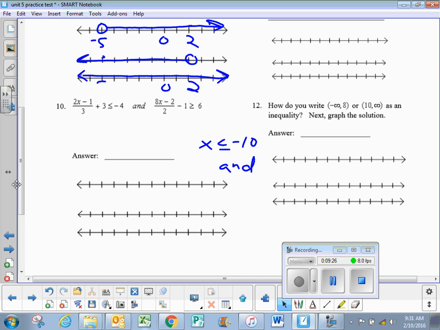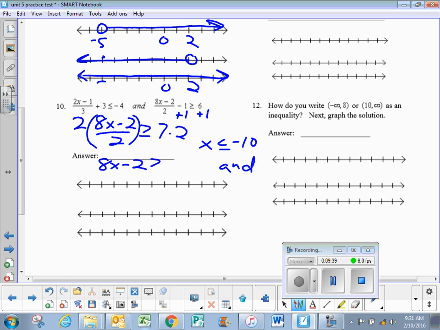Okay, and then we have add 1. So we get (8x minus 2) over 2 is greater than or equal to 7. Multiply both sides by 2, and we get 8x minus 2 is greater than or equal to 14. Add 2. 8x is greater than or equal to 16. So x is greater than or equal to 2.